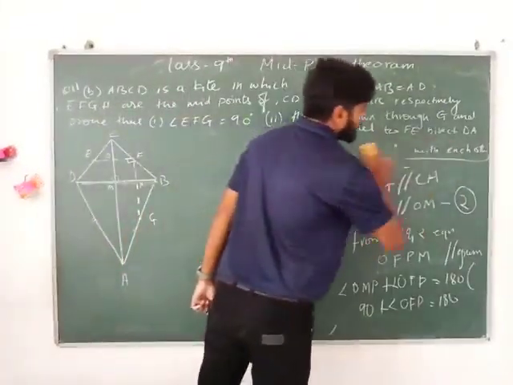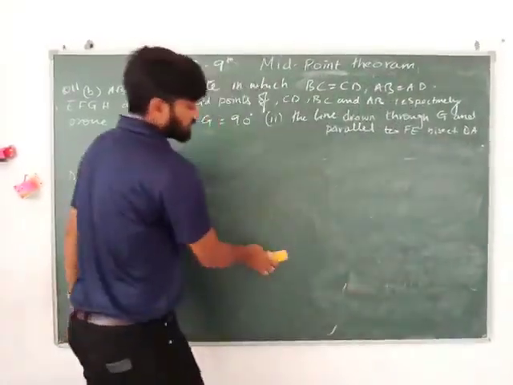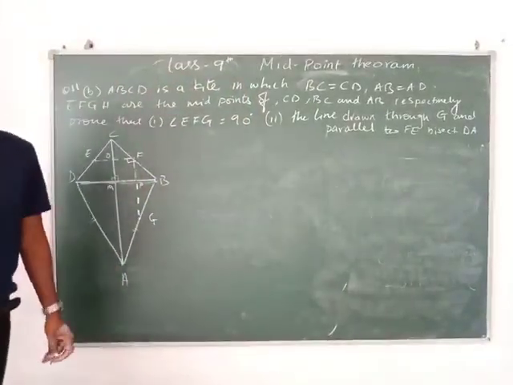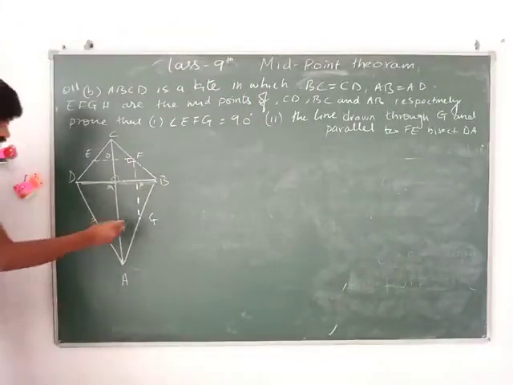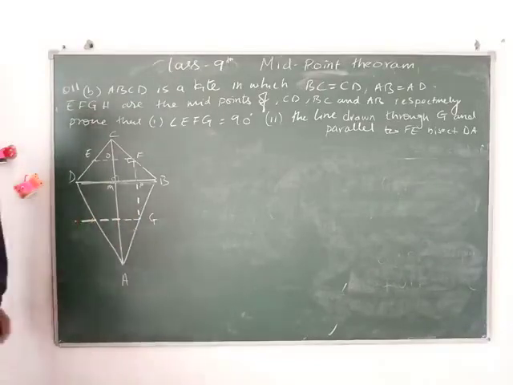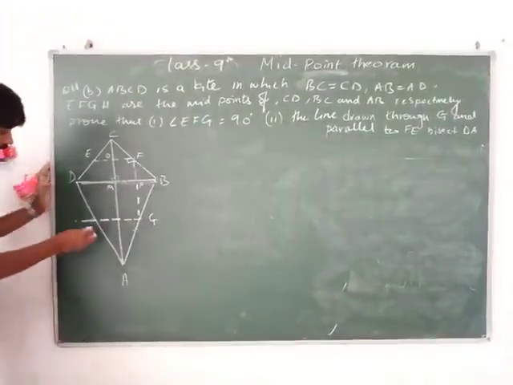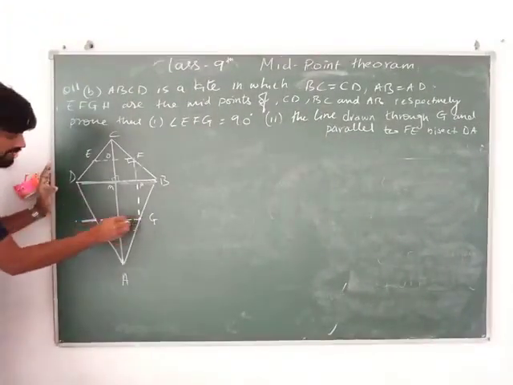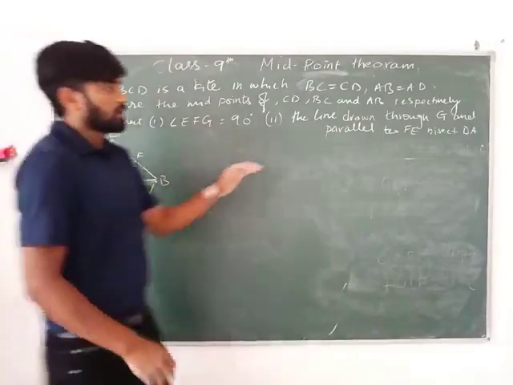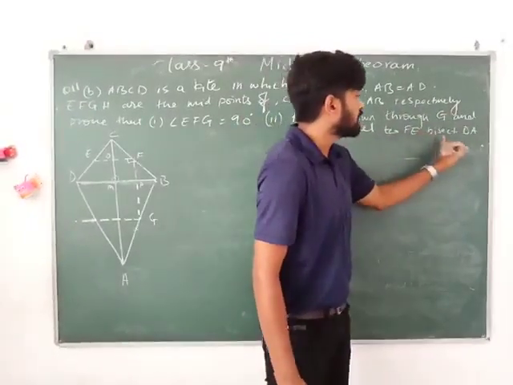What does the second part say? So second part says, what I have to find is the line drawn through G. A line drawn through G. This is a line drawn through G and parallel to EF bisect DA. मुझे प्रूफ करना है कि ये जो लाइन है ये पैरेलल है EF, मतलब ये पैरेलल है EF. A line drawn through G and parallel to FE bisect DA.